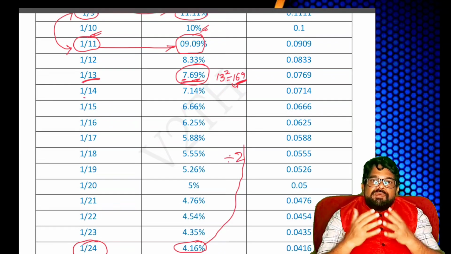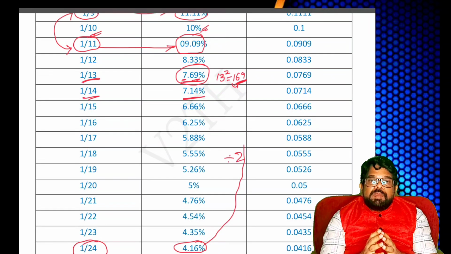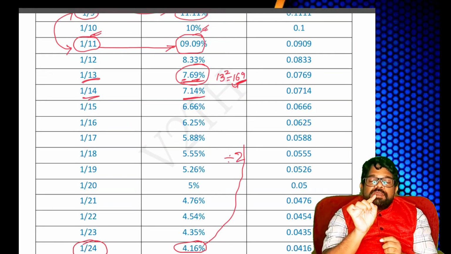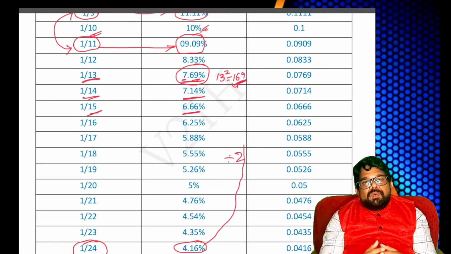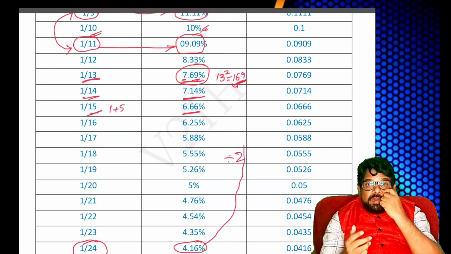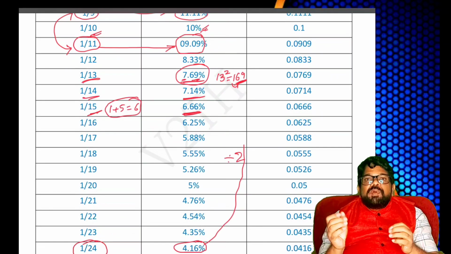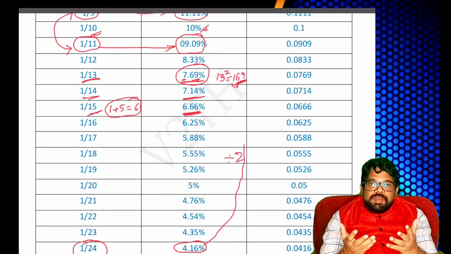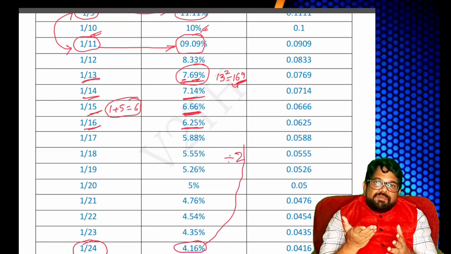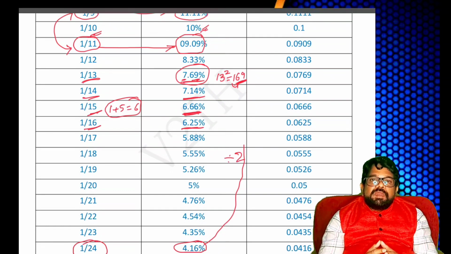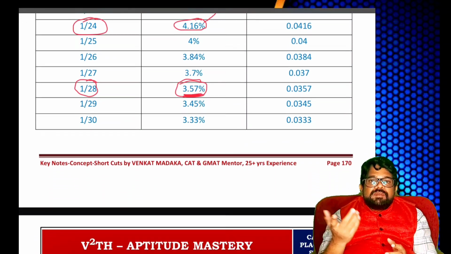1 by 14 we already know, half of 1 by 7. 1 by 15 you can also remember very easily. What is the code for 1 by 15? 1, 5, the digit sum is 6, so all are 6s. 1 by 15 is 6.66%. So what is 1 by 30? Half of that, half of 6.66 is 3.33. You can remember very easily. 1 by 30 is 3.33%, and 1 by 15 is 6.66%.